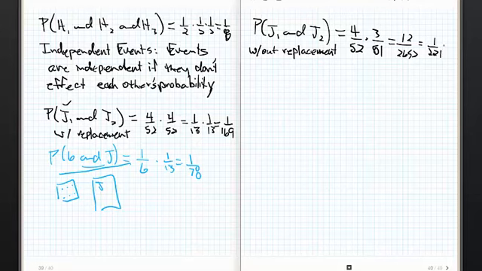Which means if I take a deck of cards and I flip up 2 cards, the probability that both of those cards are jacks will happen 1 in 221 times. Now here's a little food for thought. What are the odds that it happens? Well, if the probability is 1 in 221, then the odds, where's my pen?